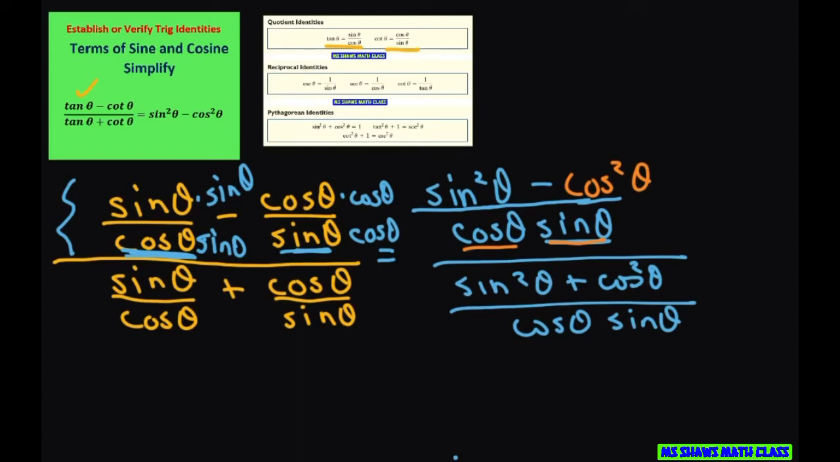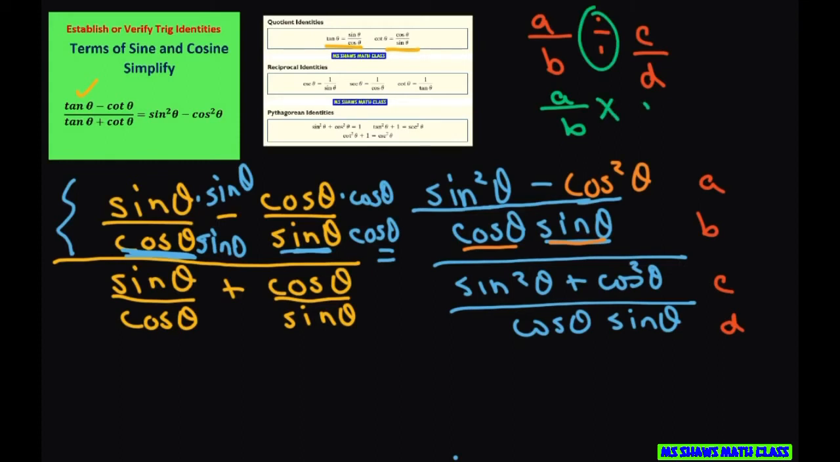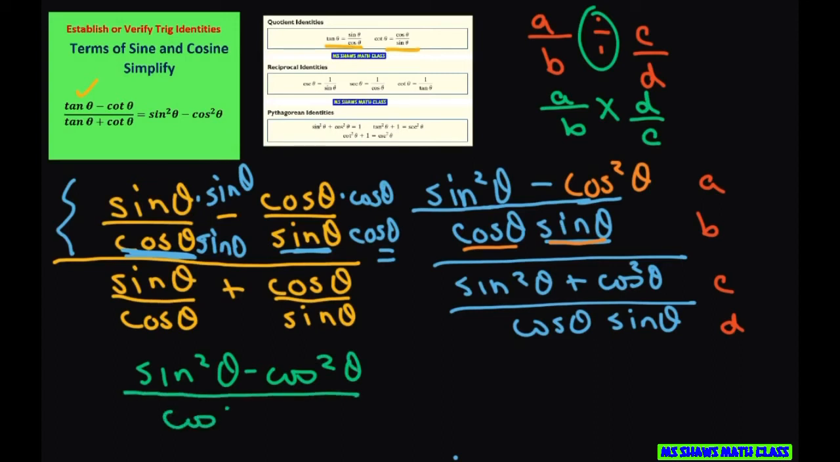When you have something like this, if I call this A, B, C, and D, if you have A divided by B, and then we're dividing C divided by D, what you're doing is you're doing A, you keep, change, and flip. So basically, when we do this, we're going to get sine squared theta minus cosine squared theta divided by cosine theta times sine theta.